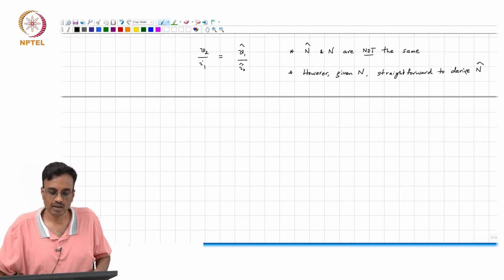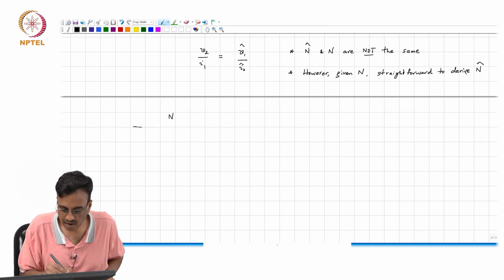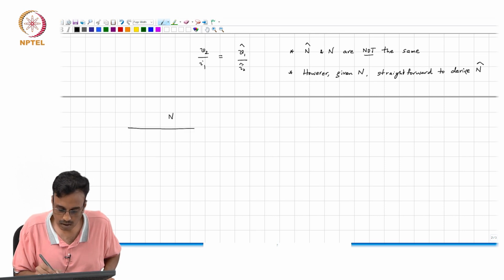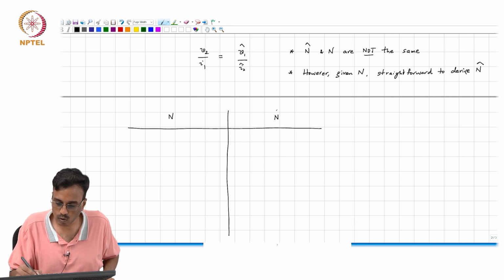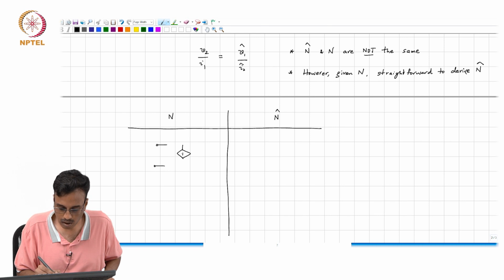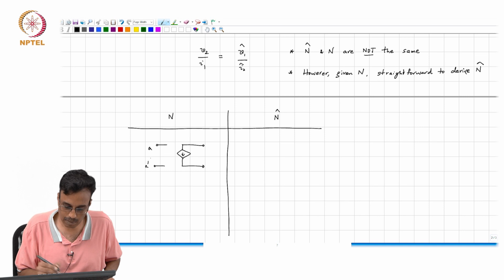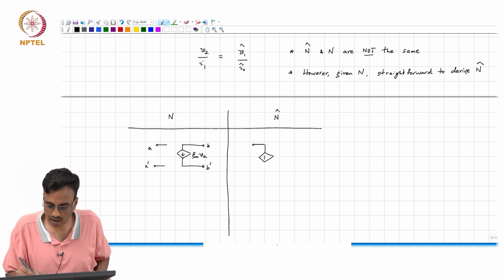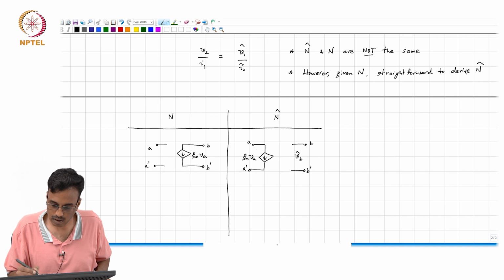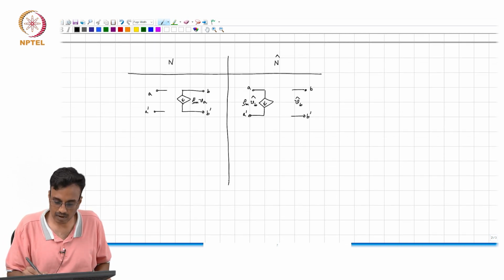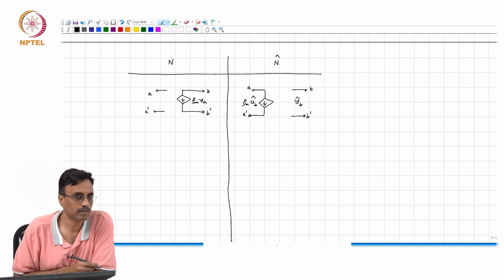Very nice. So, therefore, in N, if we had a voltage controlled current source, so this is A, this is A prime, this is B, this is B prime, this is GM, then in N hat, we have A prime, B, B prime, this is GM.